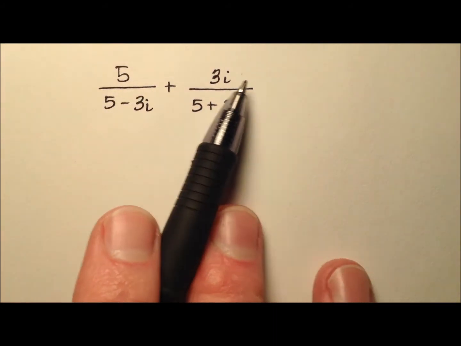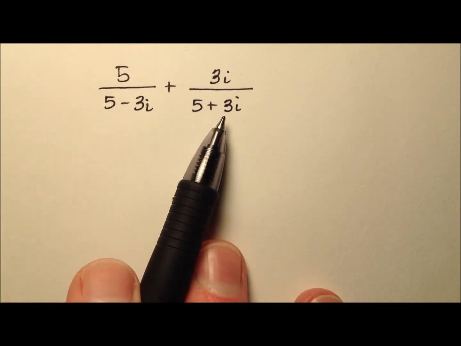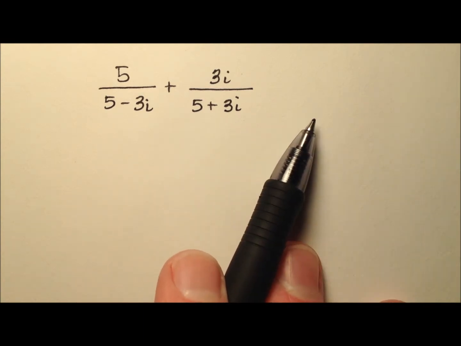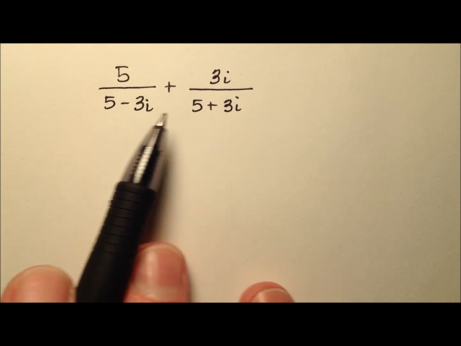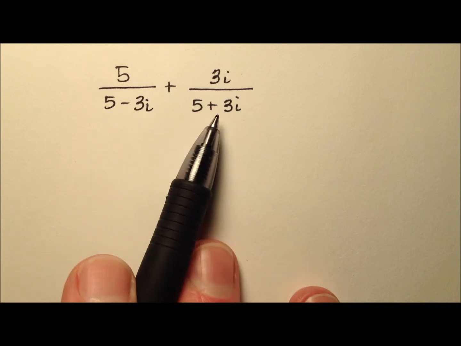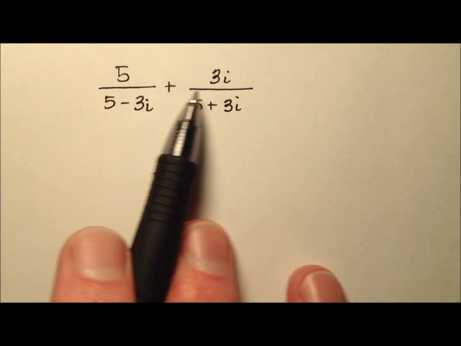We could take each fraction separately and go about rationalizing each denominator, and then we could get common denominators, and then we could go about doing this problem. Or I could get common denominators first and then worry about rationalizing the denominator afterwards. Well, in this particular example, that's kind of a moot issue because the two denominators happen to be complex conjugates.